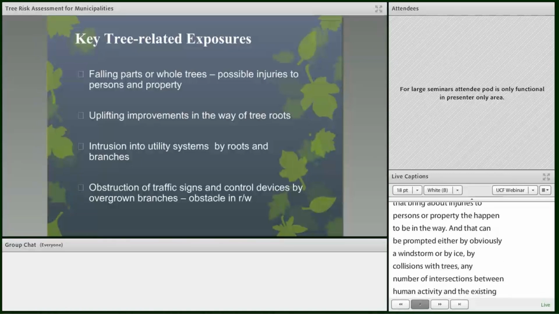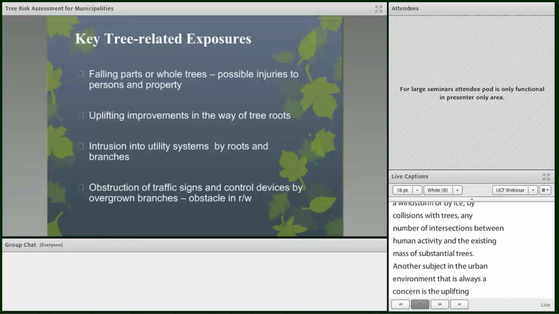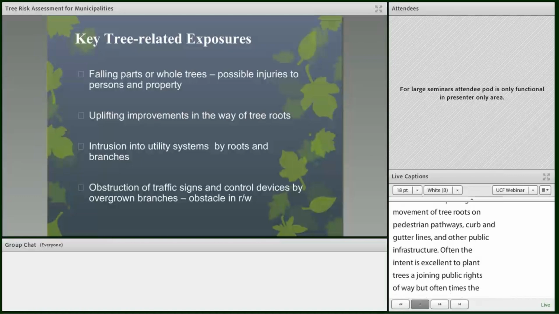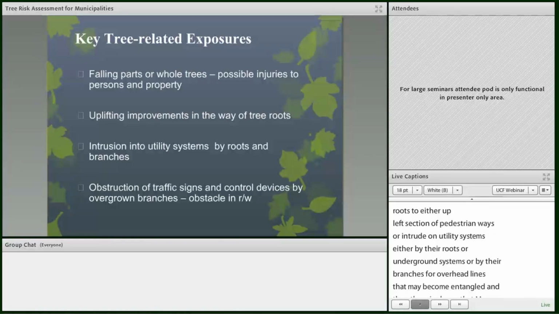Another subject in the urban environment that's always a concern is the uplifting movement of tree roots on pedestrian pathways, curb and gutter lines, and other public infrastructure. Often the intent is excellent to plant trees adjoining public rights of way, but oftentimes the result is that the power of the tree's root system or the effects of wind can cause tree roots to uplift sections of pedestrian ways or intrude on utility systems, either by their roots for underground systems or by their branches for overhead lines that may become entangled. And then there's always that misplaced planting choice that brings us a 40-foot tree underneath a 30-foot utility line.